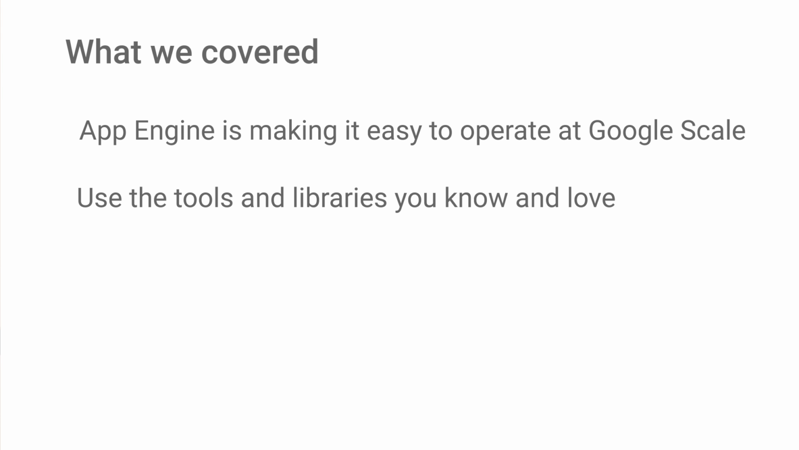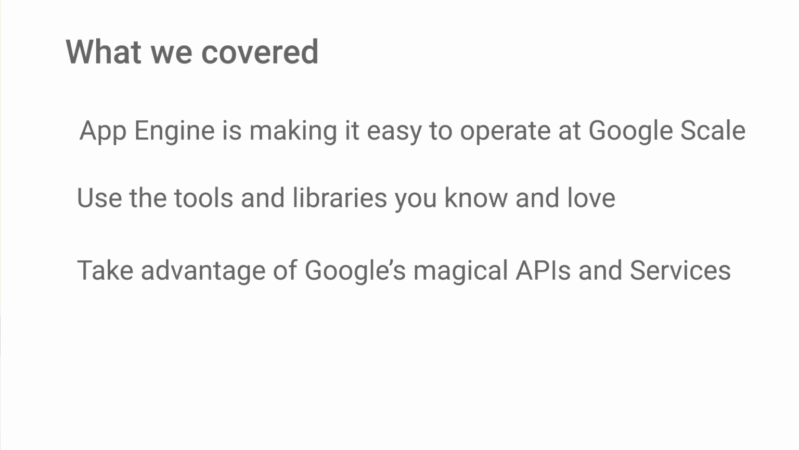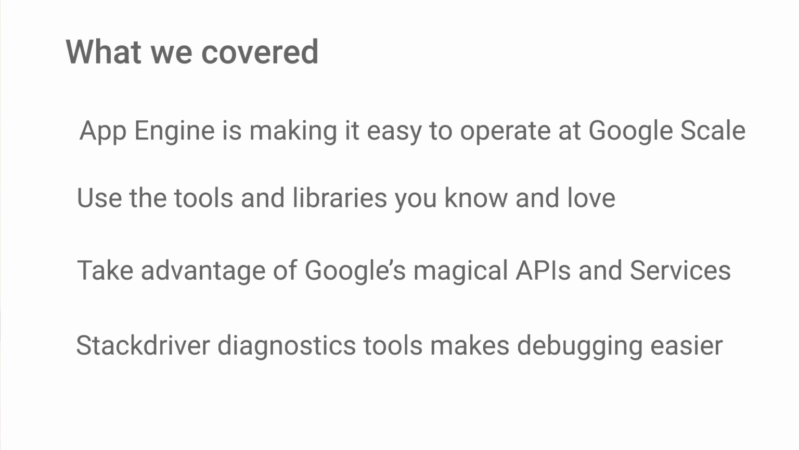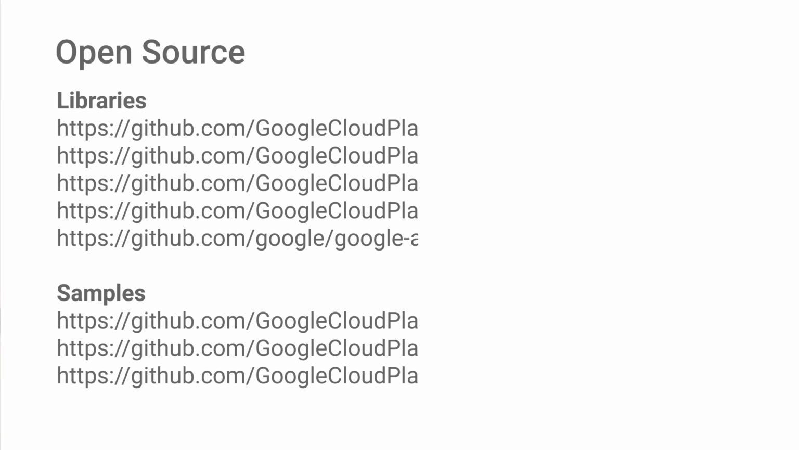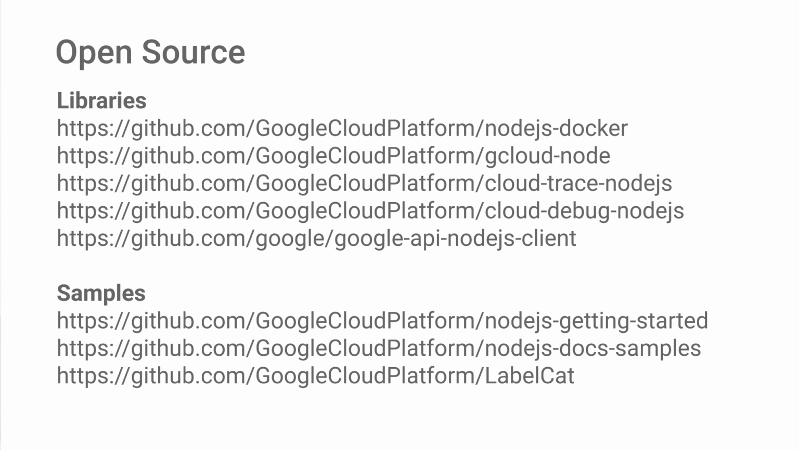Today, we covered a lot. We looked at how App Engine is making it easy to operate at Google scale. We looked at using Google's APIs and services to build amazing applications. We diagnosed problems in production. And of course, we talked about how Google Cloud and Node.js are a great match. Everything we looked at today is open source. The Docker images we used to build the Node.js runtime, the gcloud npm module, the trace and debug tools, these are all open source and available on GitHub.